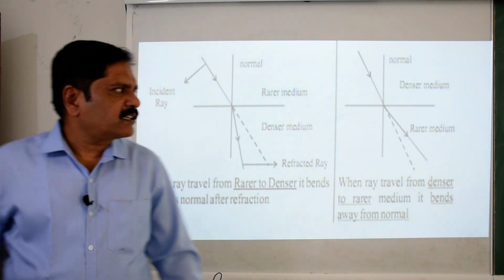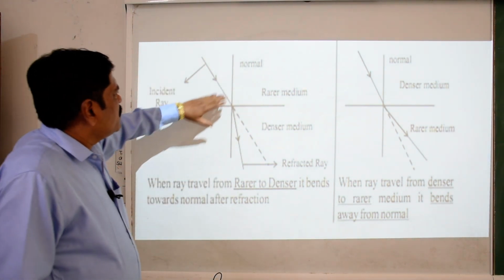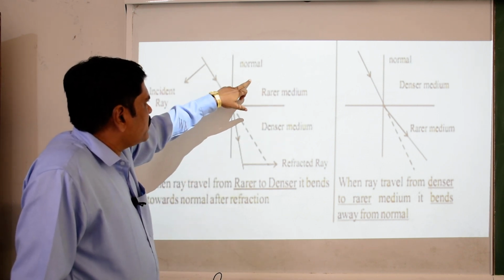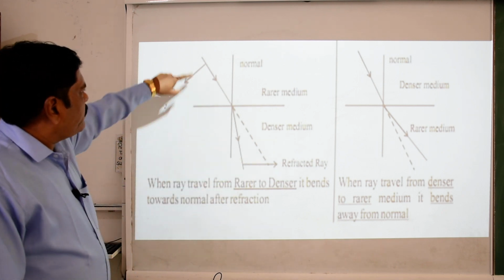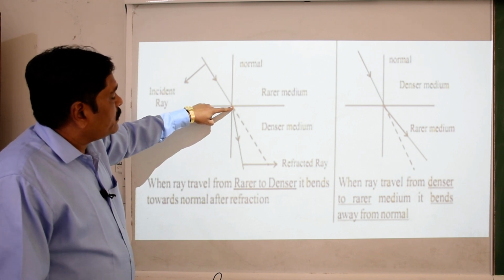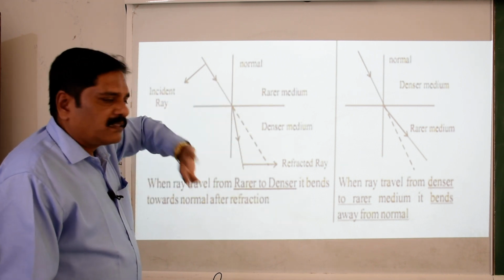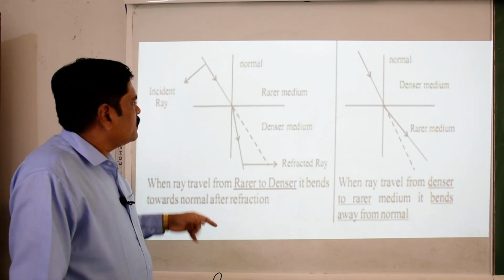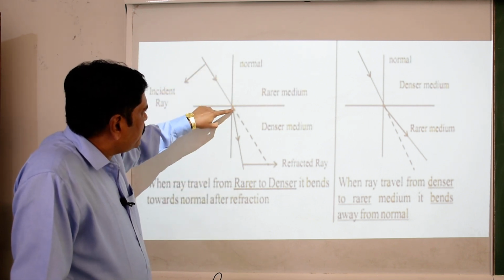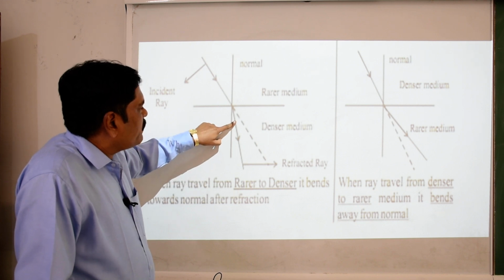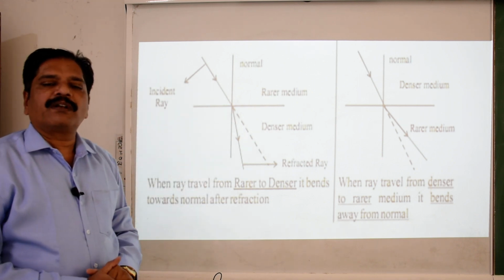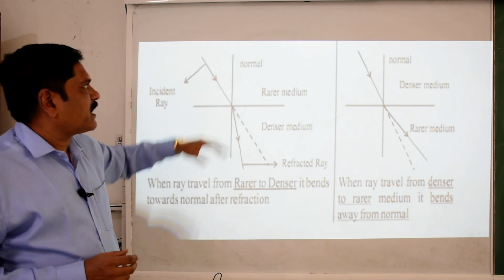Here two diagrams are given. This is the surface of incidence. This is the rarer medium, this is the denser medium. When this incident ray falls on the point of incidence, moving from rarer to denser, then according to refraction it will bend towards the normal. This angle is the angle of incidence and this angle is the angle of refraction. Clear? In this condition the angle of refraction will always be smaller than the angle of incidence.